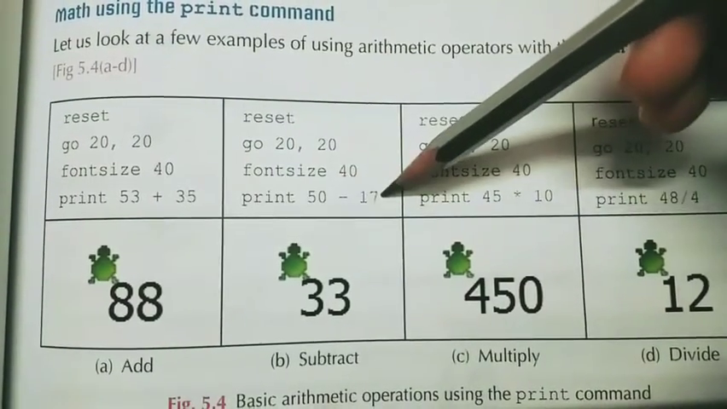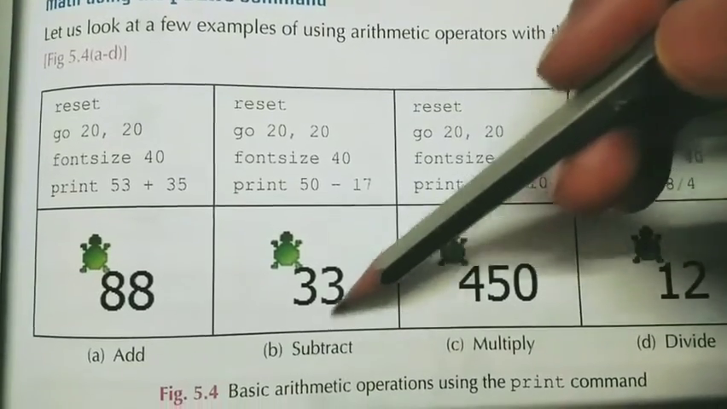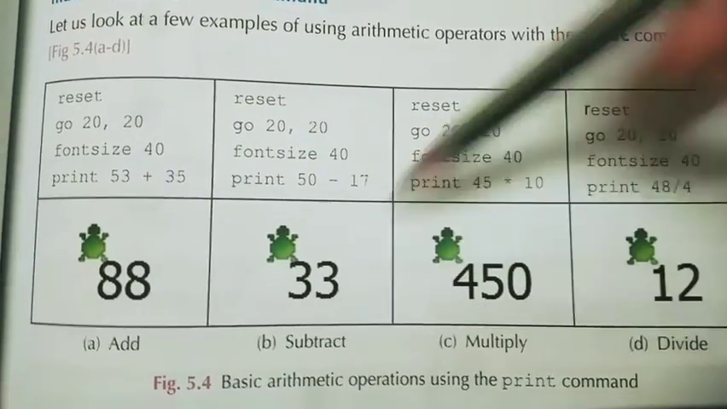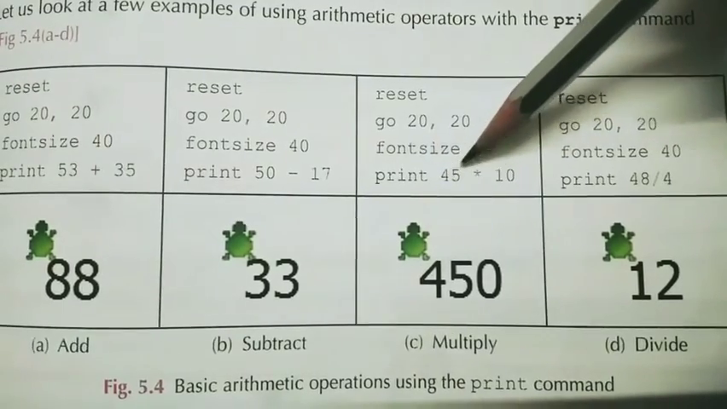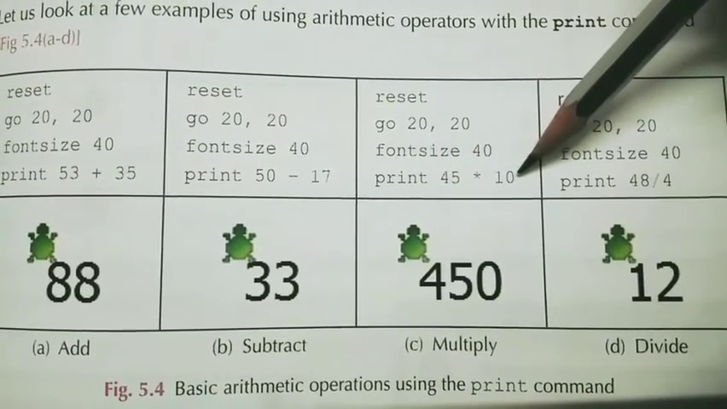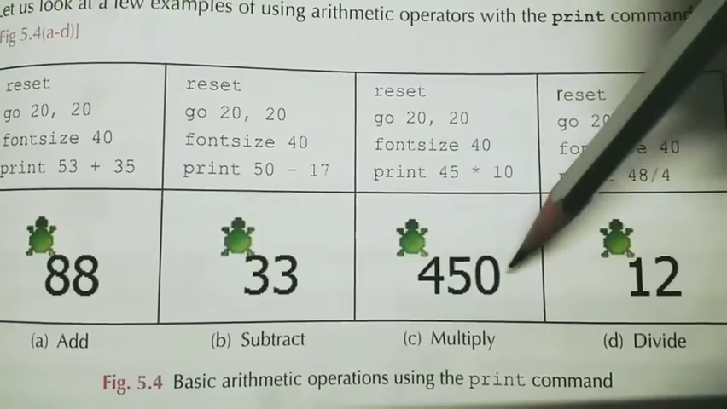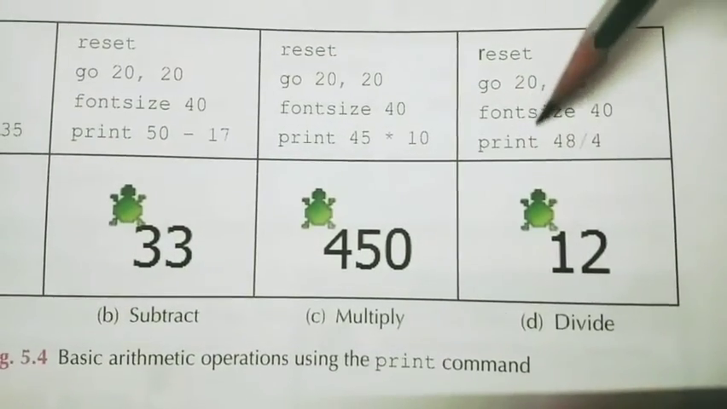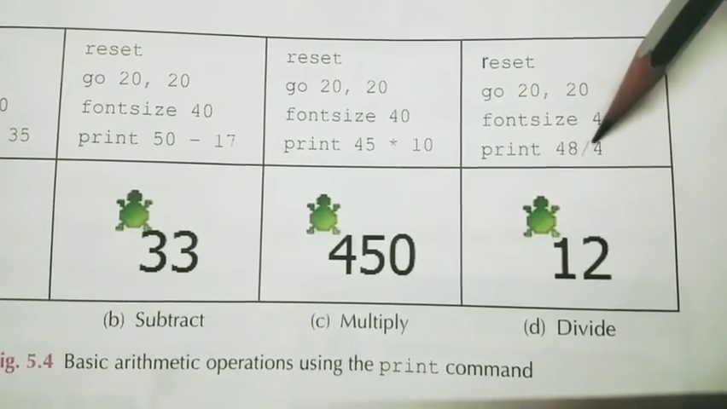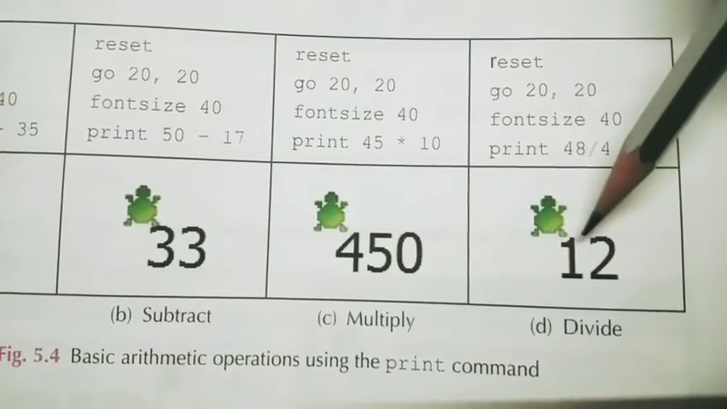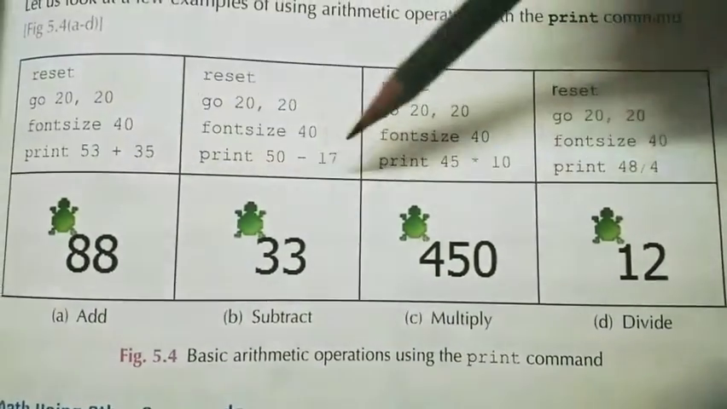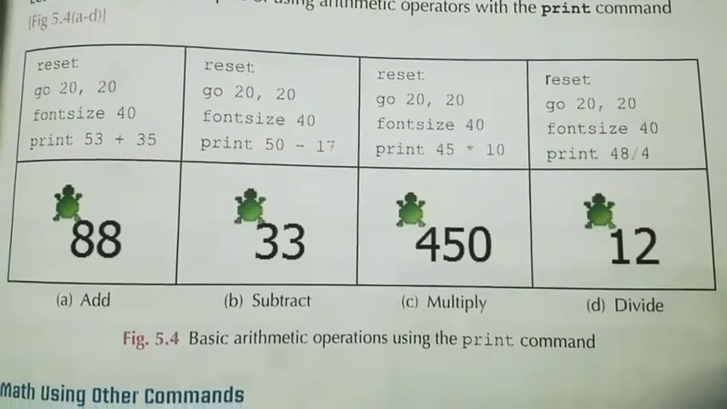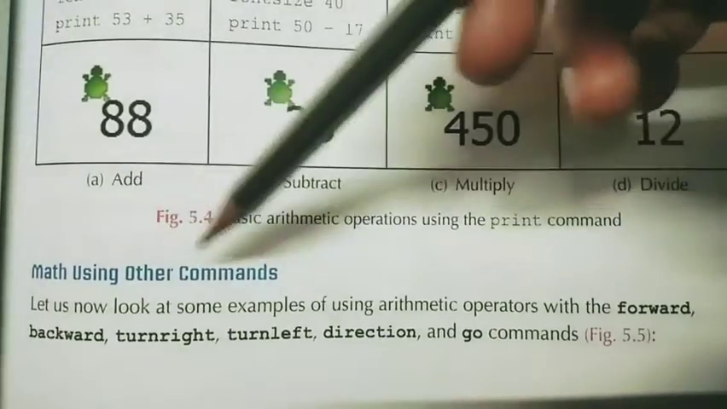Now you can see the same thing given here. Now 50 minus 17. That means the subtract operation, 33 is coming. Again the same thing, only the operator changes. 45 multiplied by 10, so 450. Then 48 divided by 4, it is coming 12. So with the print command you can use all these operations like this. Understood?